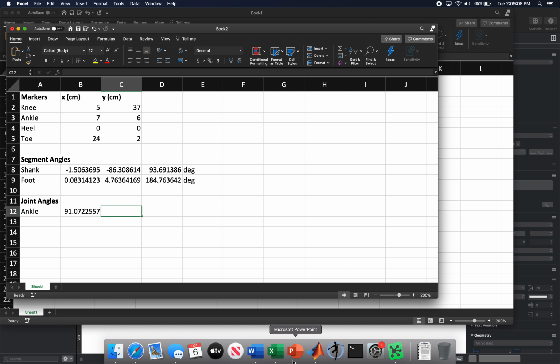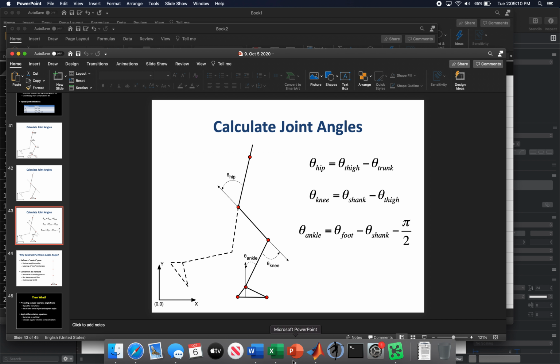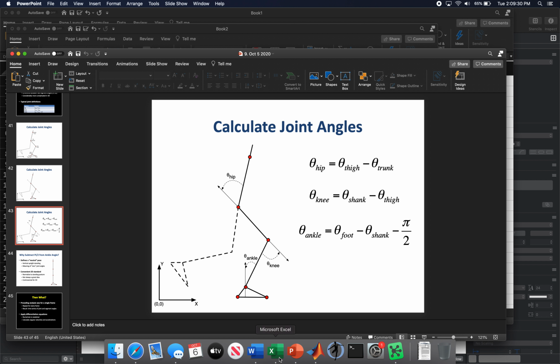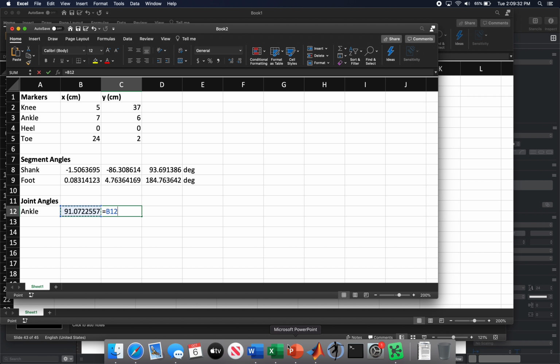But remember, for the ankle, we had this extra bit here in our joint angle equation. We take the foot angle and subtract the shank angle, and then we also subtract pi over 2 radians off of it, which is equal to 90 degrees. So we're not quite done here. I need to subtract 90 from there, and I get a result of about 1 degree for my ankle angle.